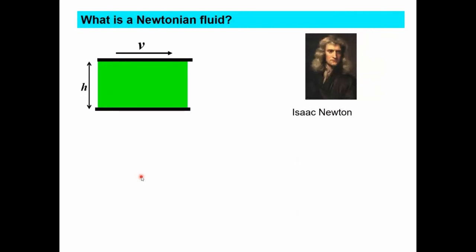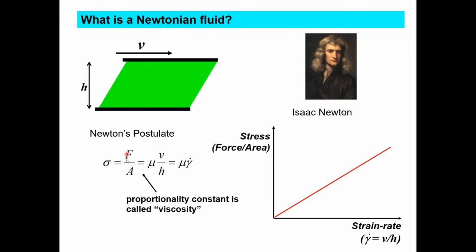Okay, so what is a Newtonian fluid? Well, it goes back to this very simple idea by Isaac Newton, which is that the resistance to sliding one plate over another plate with fluid between them, that resistance, which you express as a force per unit area, is proportional to the rate of shear. So essentially it's proportional to V over H. And so if I plot stress as a function of strain rate, then I get a straight line. And of course the gradient of that slope is the fluid viscosity.